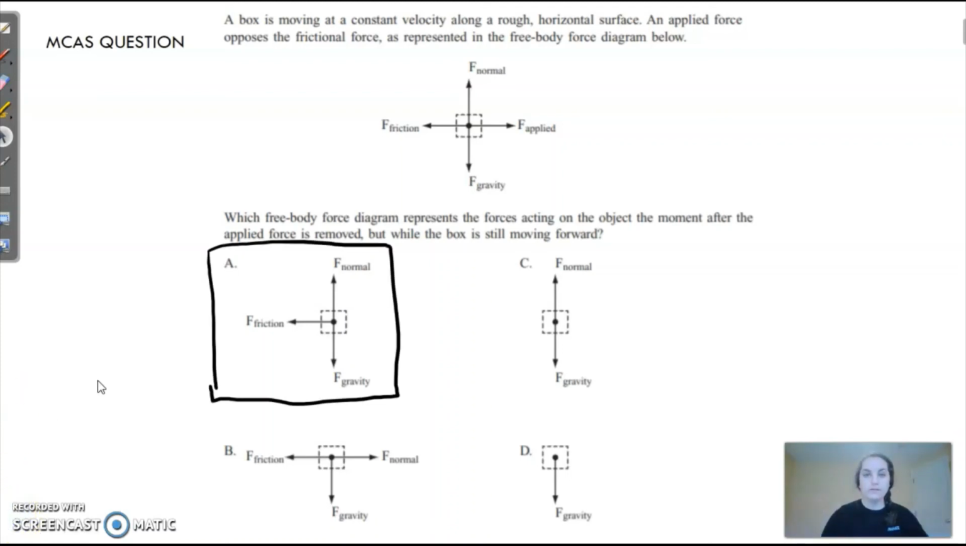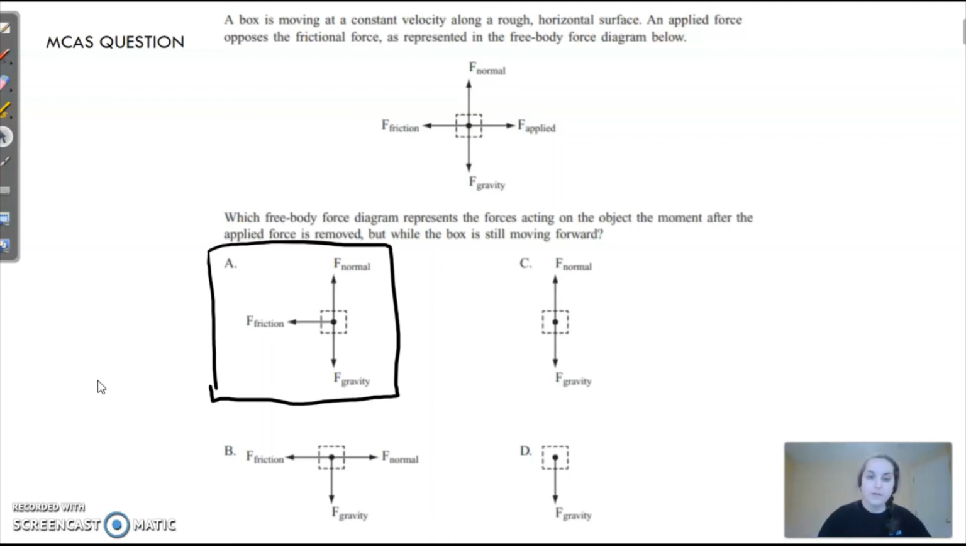Okay, so your answer should be A. So let's talk about it. So that normal force and the force of gravity are still going to be present on that object. Remember that weight acting down and that normal force, that's just keeping it on that surface. When it's still moving forward, don't get confused by this. That is a representation of your speed. It tells you nothing about the forces. Remember that it said that the force applied is being removed. It's just still moving forward.